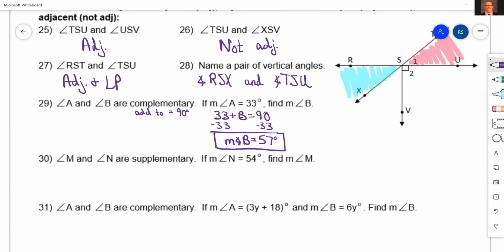30 says M and N are supplementary. What's supplementary mean? They add to equal 180. The way you can remember this, it's always right to give a complement. So complementary adds to 90, a right angle. The other is 180. Supplementary is 180. I don't have a memory trick for that one. But it's always right to give a complement.